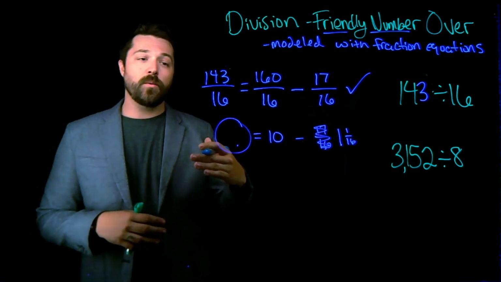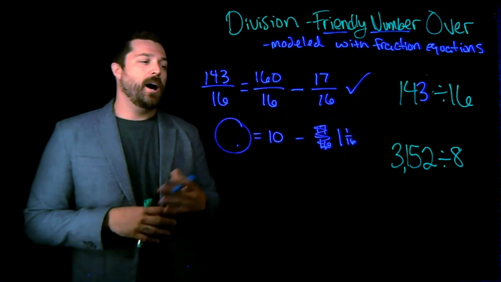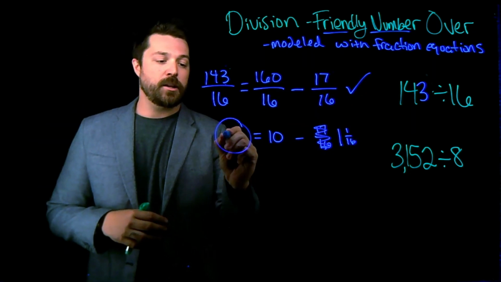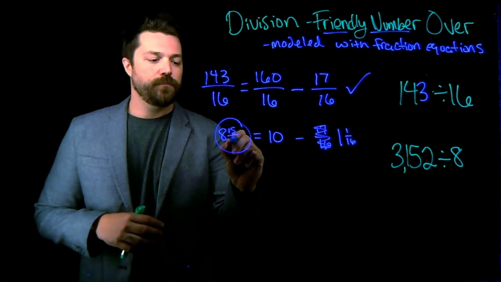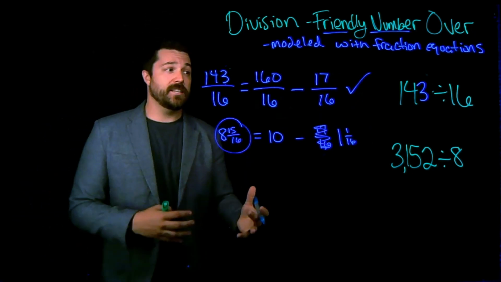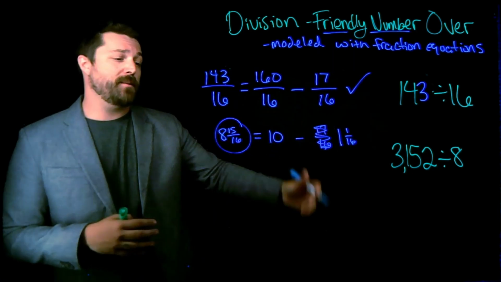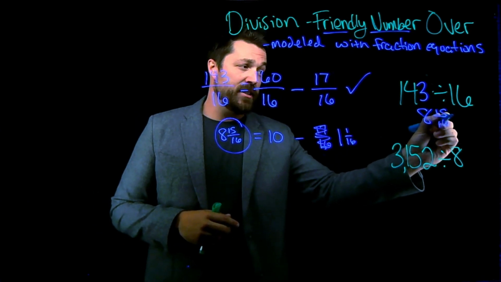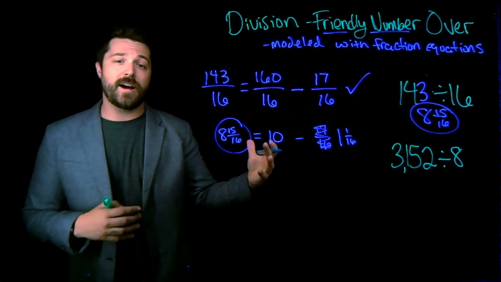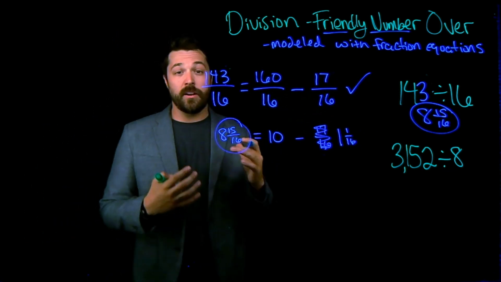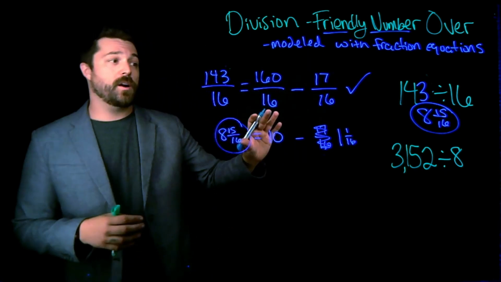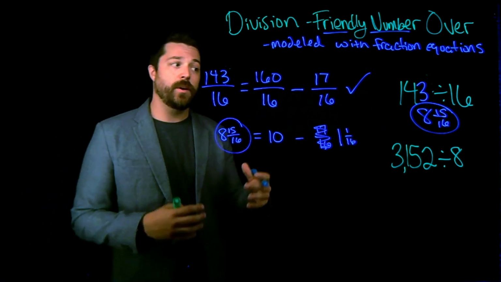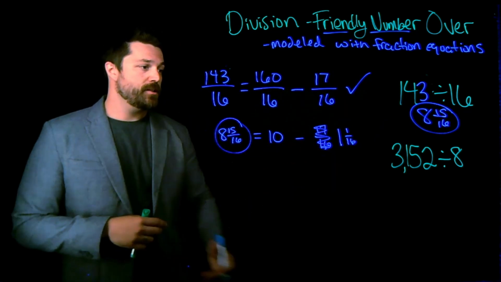If I take 1 away, that gives me 9, but then I got to take away an extra 1/16, and so that's going to be 8 and 15/16. So 143 divided by 16 would be 8 and 15/16. And so now we've just taken this strategy that we could start building in 4th grade, and we've made it work for an item that is aligned to 5th grade, where we're also dealing with fractional remainders.